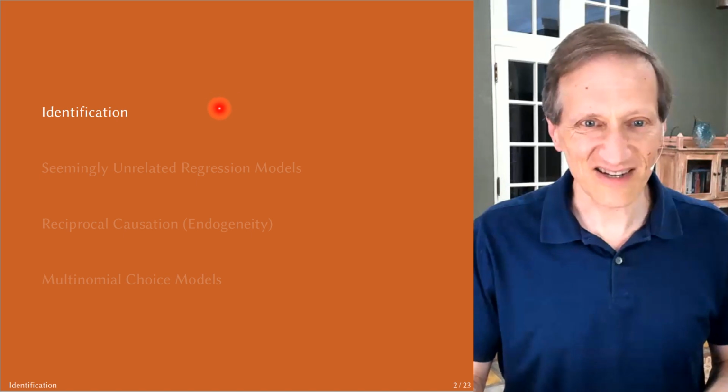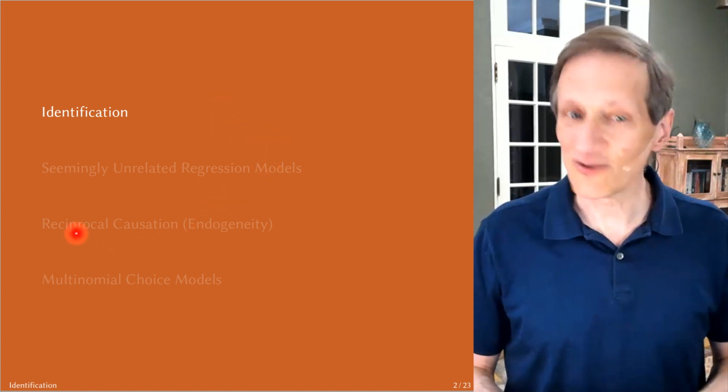We talked about logit and probit models for dichotomous dependent variables. We talked about ordered data where there's 1, 2, 3, 4, 5, and we don't know the distances between the 1, 2, 3, 4, and 5, but they were all on the same scale. Well, what if you have a choice of 5 candidates where they're not really on a particular scale? Those are multinomial choice models. Okay, so these are the subjects or the subheadings within multinomial models, and that's what we're going to do today. So let's get started. So here's our outline: identification, seemingly unrelated regression models, reciprocal causation, and multinomial choice models.